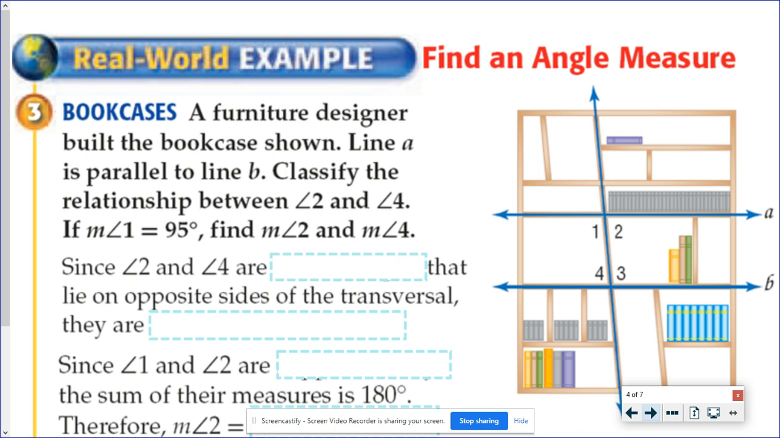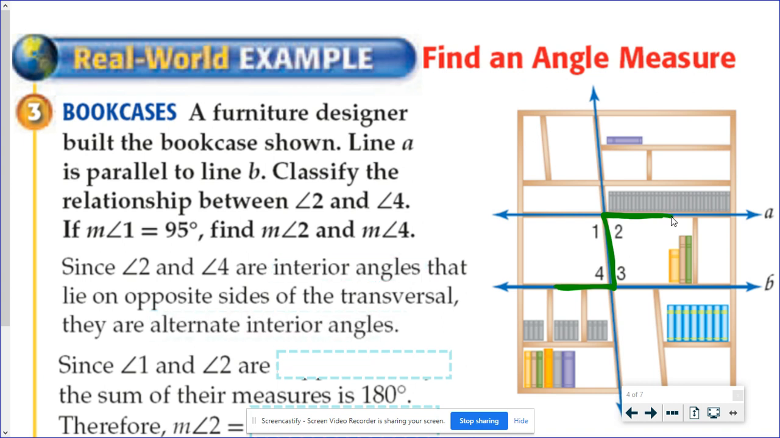That's okay. So in here, it says line A is parallel to line B. So those are those horizontal lines. I want to know the angle relationship between angles 2 and 4. So let's start with that. Angles 2 and 4. Do you see my Z shape? Look back in your notes if you need to. That Z shape tells me that since they're both on the inside of those lines, different sides of the transversal, first of all, they are interior angles, but because they're on different sides of the transversal, they are alternate interior angles.